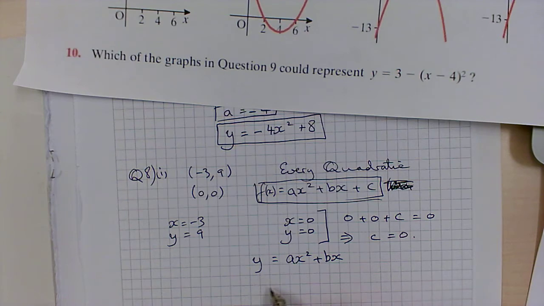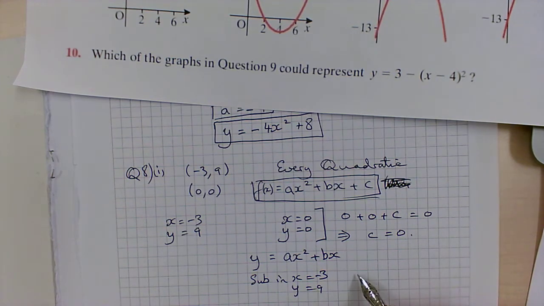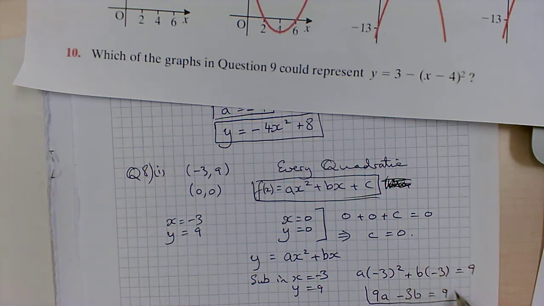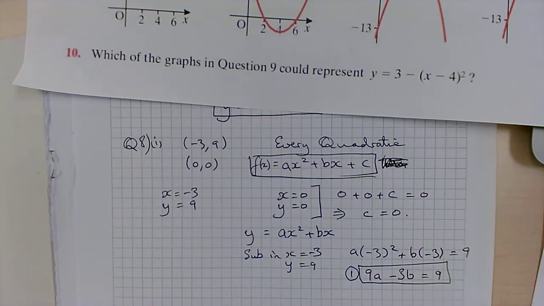Well, when I sub in, let's try it. We sub in x equals -3 and y equals 9, and we get a by (-3) squared plus b by -3 equals 9. So what we have there is 9a minus 3b is equal to 9. That's my first piece of information. Now I'm stuck. How do I find the other piece of information?